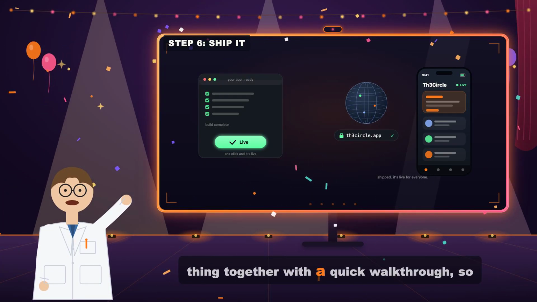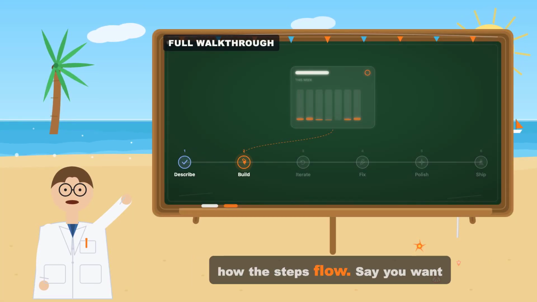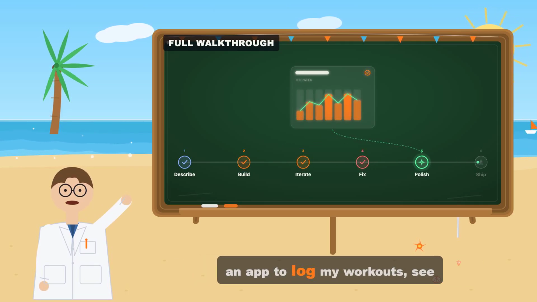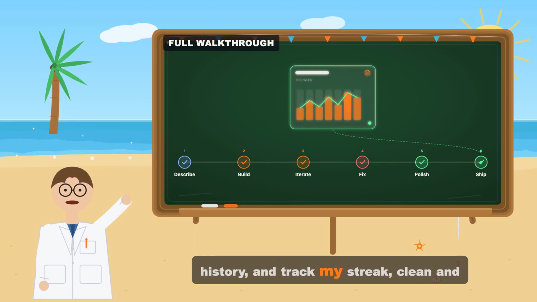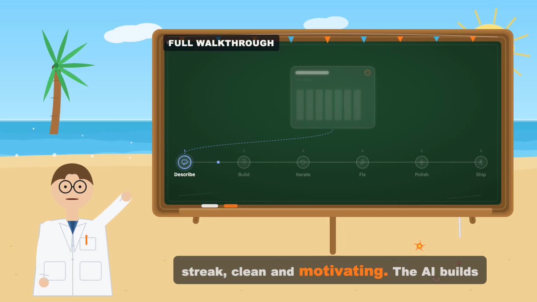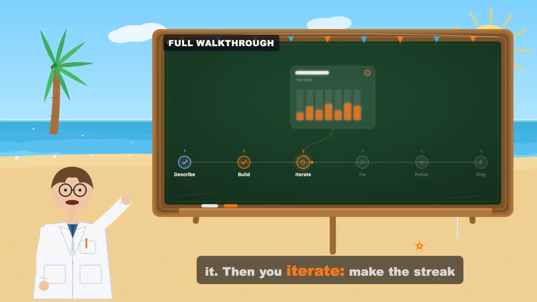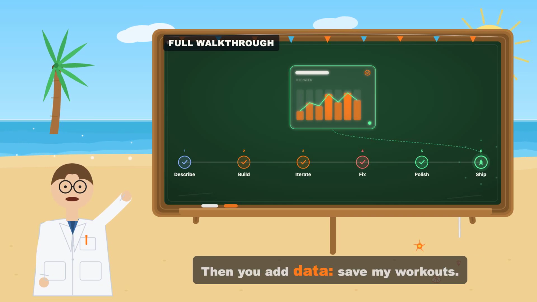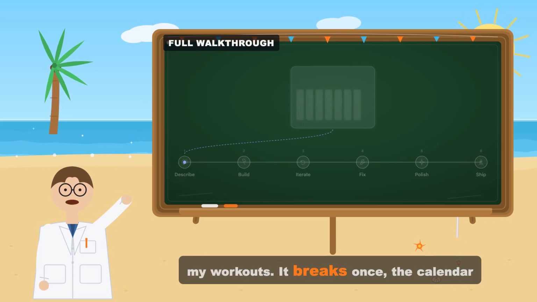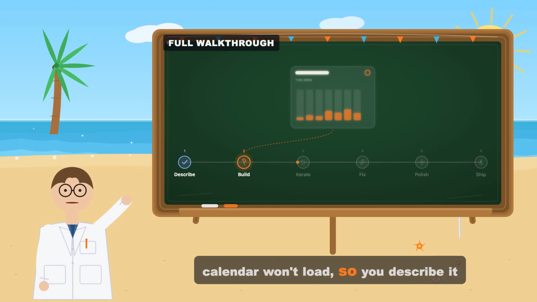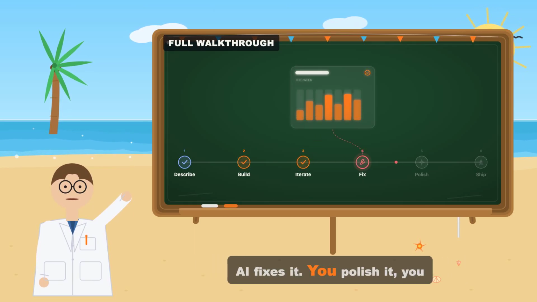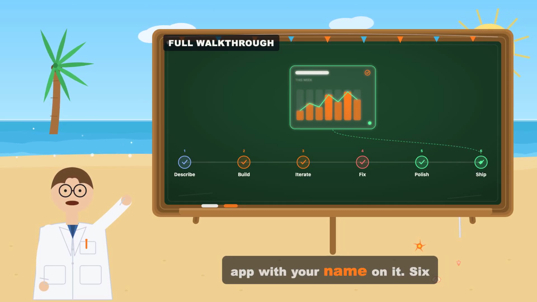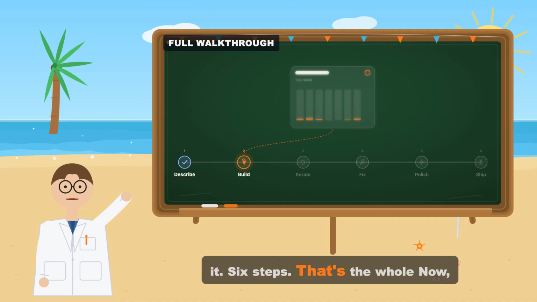Now let's put the whole thing together with a quick walkthrough so you can see how the steps flow. Say you want a workout tracker. First, you describe it. An app to log my workouts, see my history, and track my streak. Clean and motivating. The AI builds it. Then you iterate. Make the streak counter bigger. Add a calendar. Then you add data. Save my workouts. It breaks once, the calendar won't load. So you describe it and the AI fixes it. You polish it, you ship it, and just like that, you have a real fitness app with your name on it. 6 steps. That's the whole rhythm.